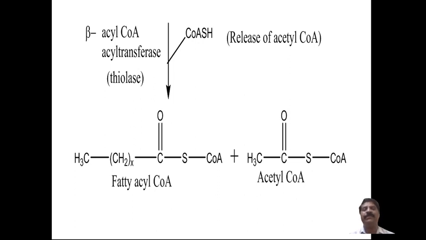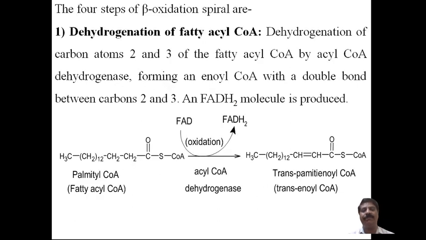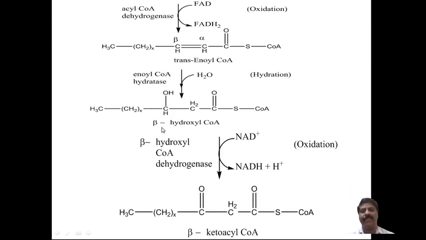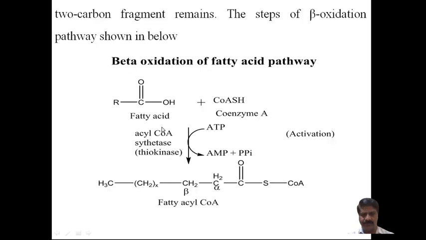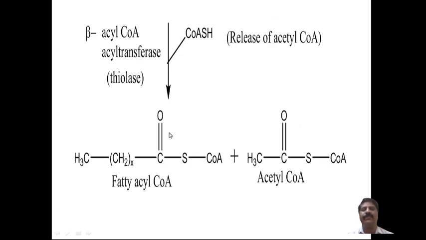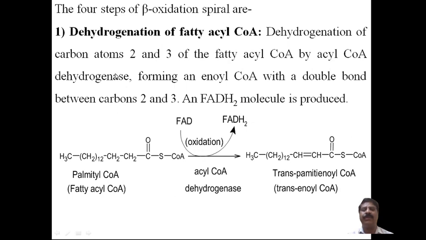Now I have to discuss these steps one by one using palmitic acid, the beta oxidation of palmitic acid specifically. Now this is the scheme. Just the scheme of the beta oxidation of fatty acid pathway is there, but I take the fatty acid as palmitic acid, and it is converted through the same process, and the calculation of energy will be there.